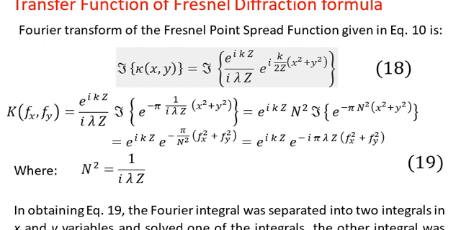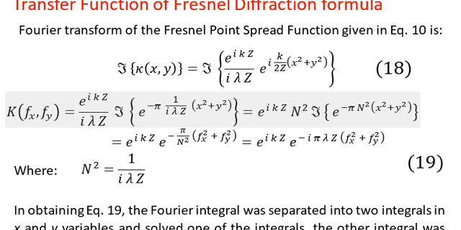And on the right hand side we can write this quantity, that is e to the power iota kz over iota lambda z as such, and we can take the Fourier transform of the quantities within the curly bracket. In writing the quantities in the curly bracket, we have written k is equal to 2 pi over lambda in the previous expression and obtained this relationship. Now in this relationship I am going to introduce an n square factor. What is n square? n square is equal to 1 over iota lambda z. So I have introduced n square over here.